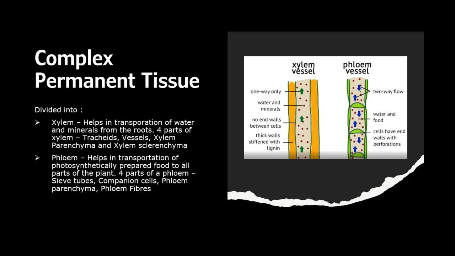Phloem helps in the transportation of photosynthetically prepared food to all parts of the plant. The four parts are sieve tubes, companion cells, phloem parenchyma, and phloem fibers. In this, only phloem fibers is the dead material.